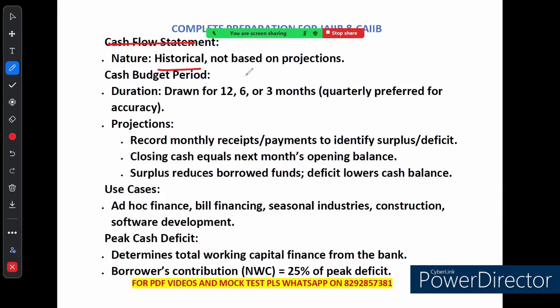So in a nutshell, banks use various forms to make sure businesses are managing their working capital effectively. For bigger businesses, the cash budget method plays a crucial role in ensuring the right amount of finance is available for smooth finance.